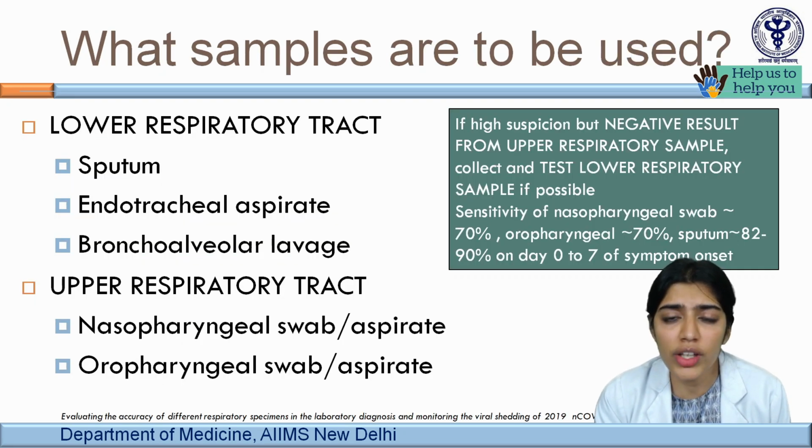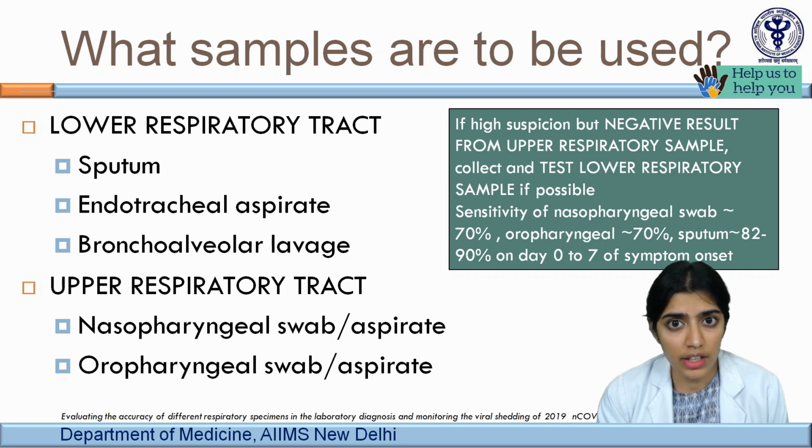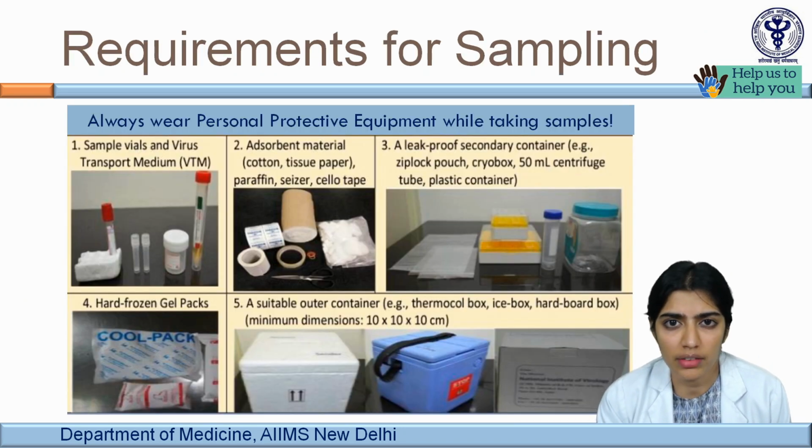So what samples should we use for RT-PCR? We can either use a lower respiratory tract sample such as sputum, endotracheal aspirate or a bronchoalveolar lavage, or we can go ahead and use an upper respiratory tract sample, which may be a nasopharyngeal swab or an oropharyngeal swab. The sensitivity of lower respiratory tract samples is, as expected, higher than that of upper respiratory tract samples. So if we get a negative nasopharyngeal or oropharyngeal swab, we can go in and test a lower respiratory tract sample if feasible.